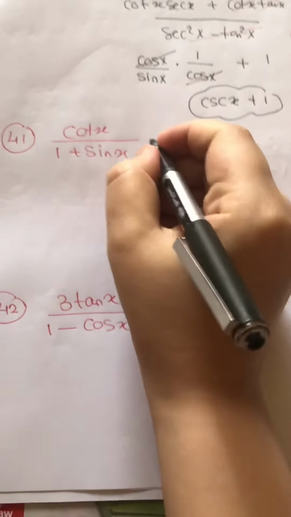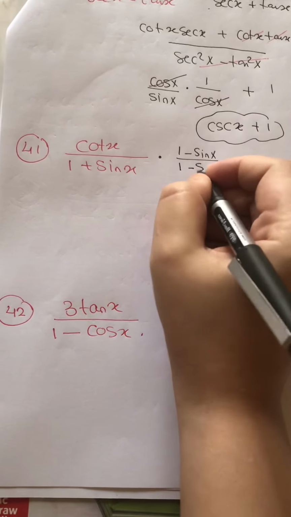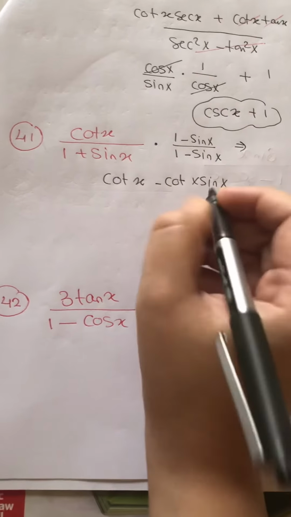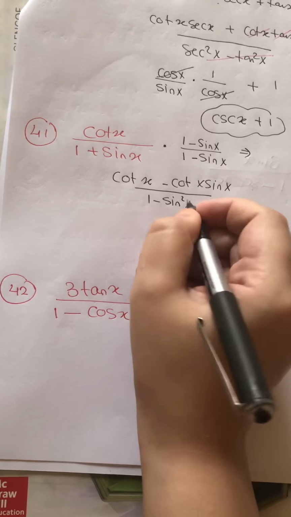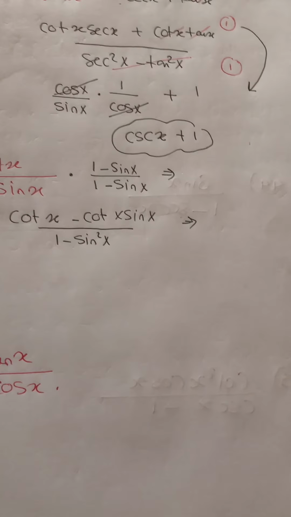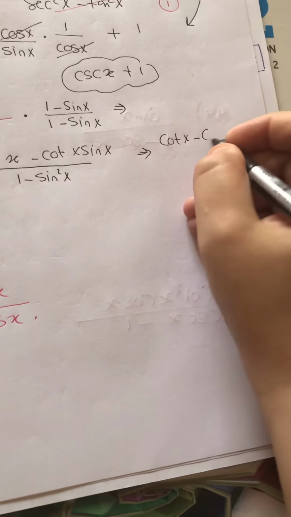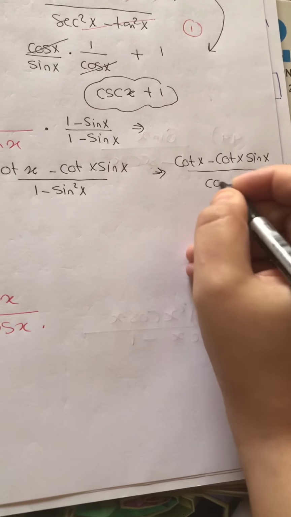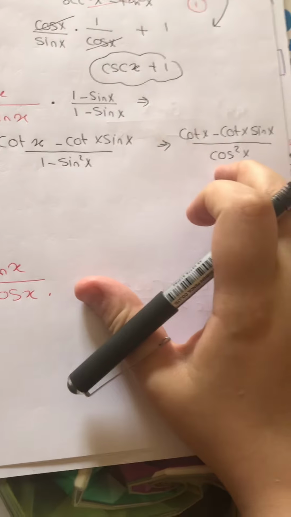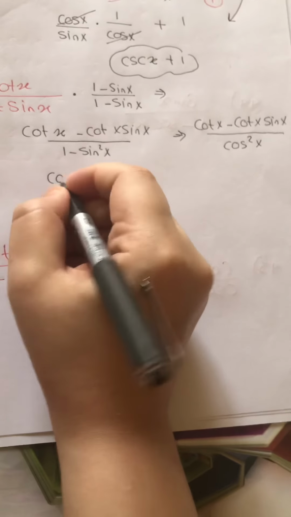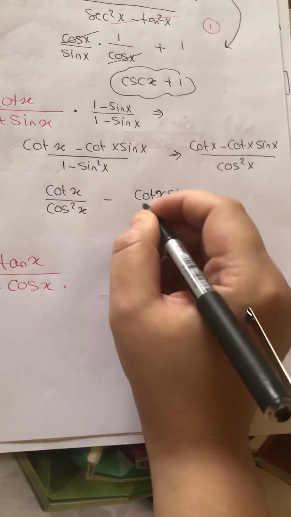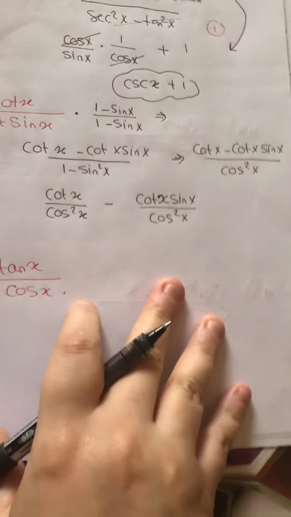Again, if I multiply it by 1 minus sine x over 1 minus sine x, this would give me cotan x minus cotan x sine x all over 1 minus sine squared x. And what's 1 minus sine squared x? Cosine squared x. So I ended up with cotan x minus cotan x sine x all over cosine squared x. Okay, I can split this over this and this over that because I have one denominator only. So I can change the question to cotan x over cosine squared x minus cotan x sine x all over cosine squared x. There's no problem in doing that, okay?